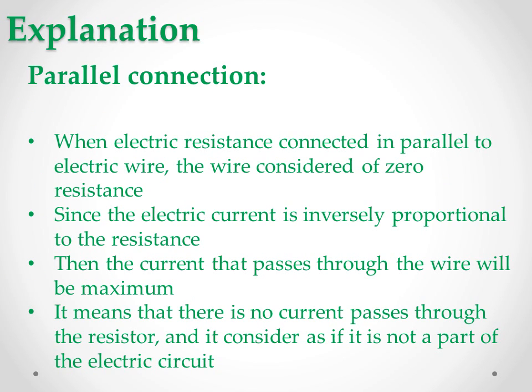Explanation. Parallel connection. When an electric resistance is connected in parallel to an electric wire, the wire is considered of zero resistance. Since the electric current is inversely proportional to the resistance, the current that passes through the wire will be maximum. It means there is no current passing through the resistor, and it is considered as if it is not a part of the electric circuit.